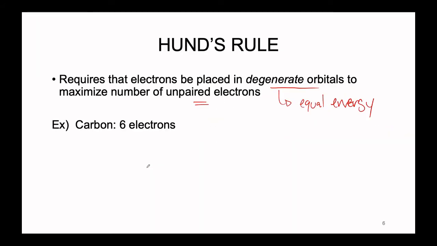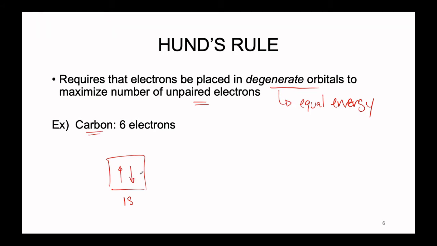So a good example of when Hund's rule is going to apply is if we increase in complexity again a little bit and we draw the orbital box diagram for something like carbon. Now carbon has 6 total electrons inside of it. In drawing the orbital box diagram, we're again going to start with the lowest of the low energy, the 1s orbital, and we're going to put 2 electrons inside of this box.